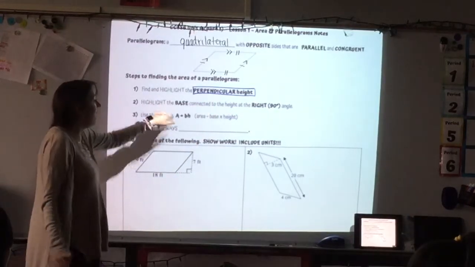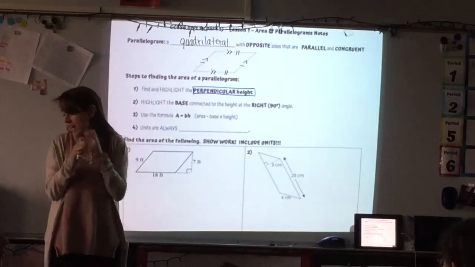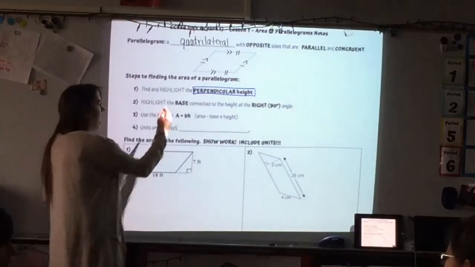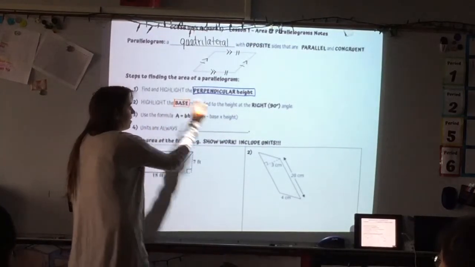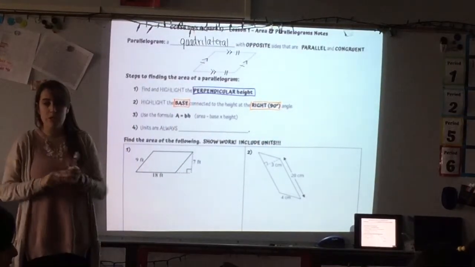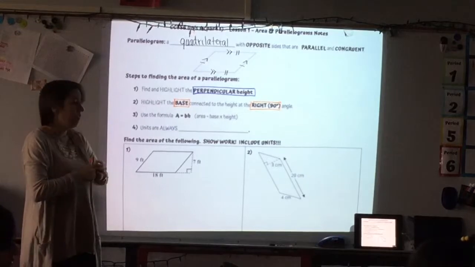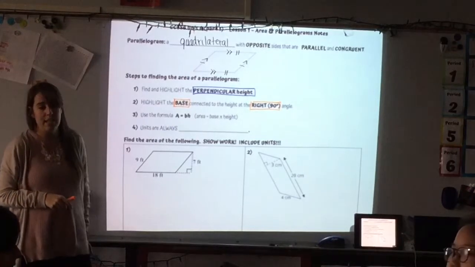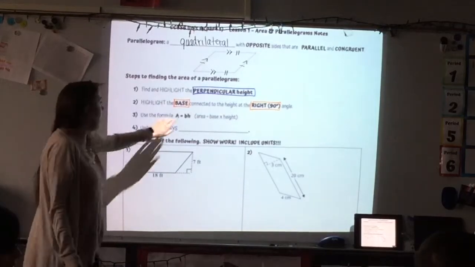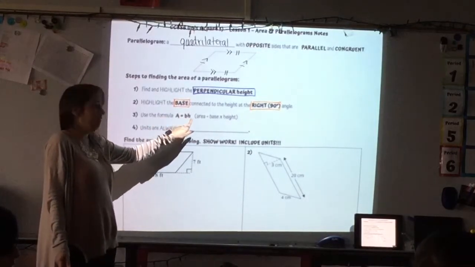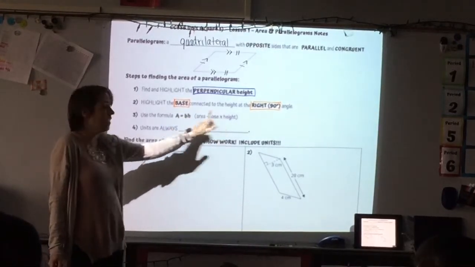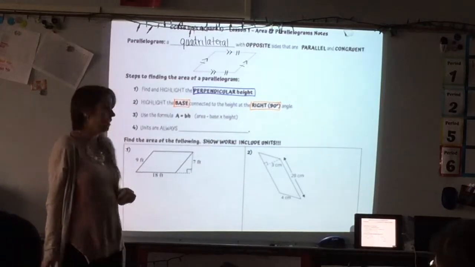All right? Then we're going to highlight the base that is connected to the height at a right angle. So with your other color, I want you to highlight the word base, and then it's at a right 90-degree angle. So we're going to be using our two highlighter colors to identify the base and the height in the problem. Then we are just using the formula A equals BH, which when you have two letters written next to each other like that, it just means it's being multiplied. So the area is equal to the base times the height.